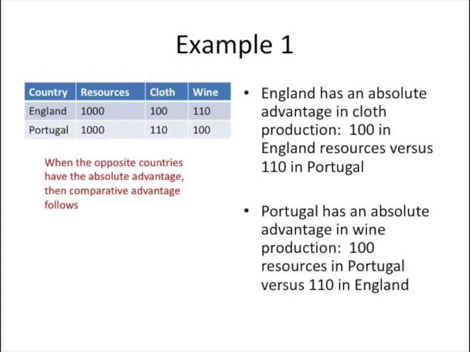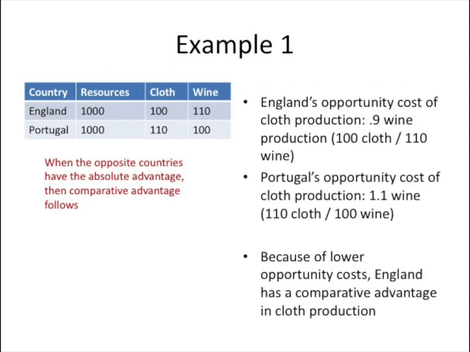When we have the case where countries have the absolute advantage in the exact opposite product, we also know the comparative advantage. In those cases, comparative advantage follows absolute advantage, but I am still going to go through the example of how you would calculate comparative advantage in this case. But again, if England has the absolute advantage in cloth, Portugal has the absolute advantage in wine, comparative advantage is going to follow absolute advantage in that case.